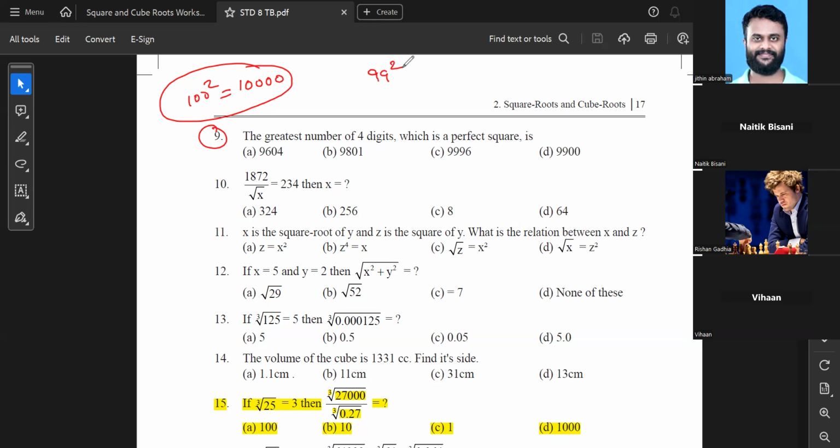Like 9 squared should be 81, which means 99 squared should have 1 in the units place. So check whether there is an option with 1. Since there is one option with 1, I'll multiply and cross verify whether it is the correct answer or not. When I multiply 99 by 99, how much is that? Yes, it is indeed 9801. So that's how I figured out option B is my correct answer.